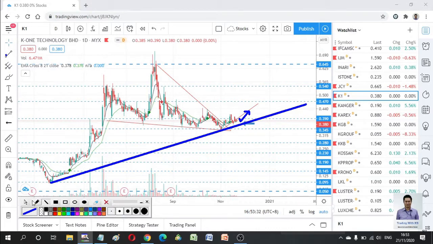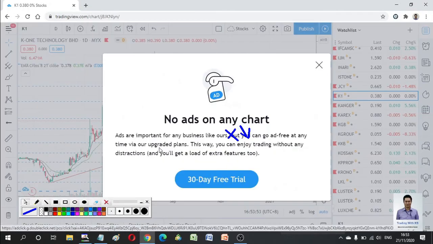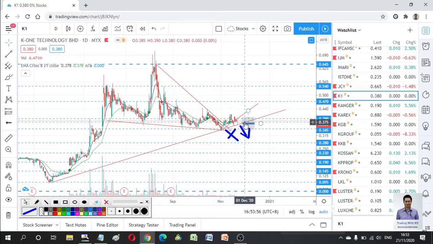And if the price breaks down, of course, it means the market is no more interested in this counter, the lack of buying power. If it breaks this trend line, somewhere about 0.35, below 0.35, this area.